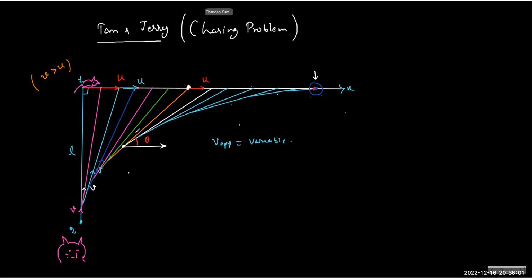And Tom is going this way because Tom has to chase. The one who chases will always point towards you. So the chaser is always aiming towards the target. If someone is chasing you, then his instantaneous velocity will always point towards you. That is the whole idea. Is it clear what I'm saying? So in any chasing problem, what is the condition? The chaser must be aiming towards the target.